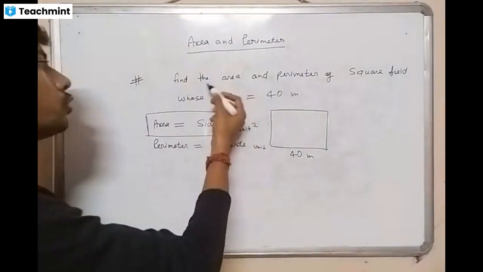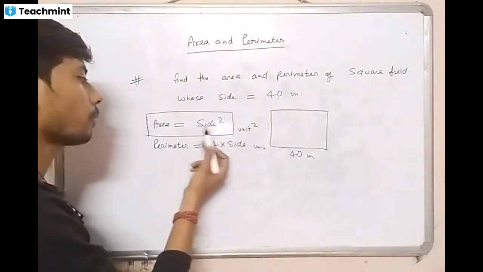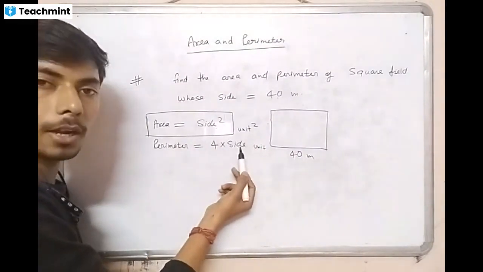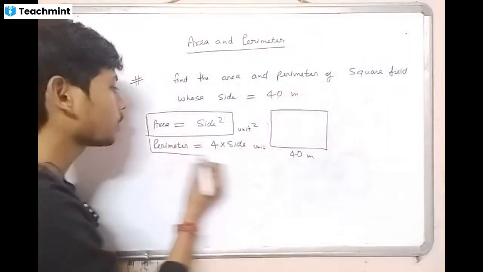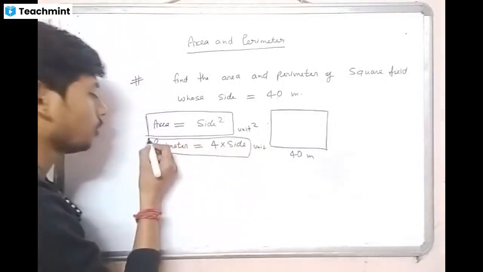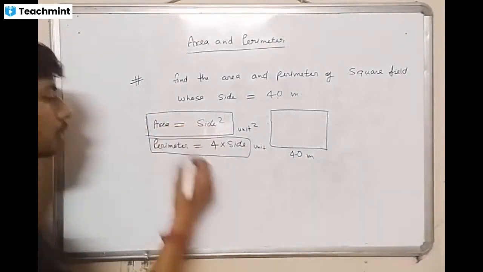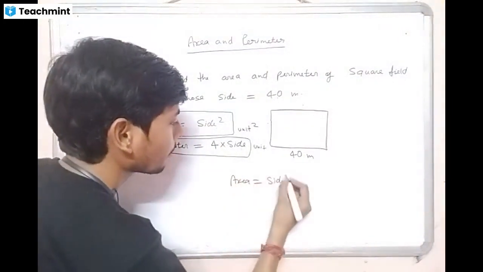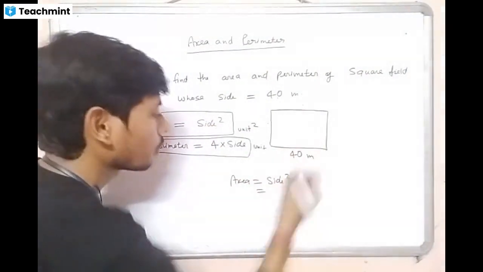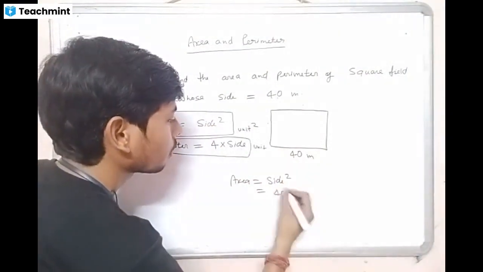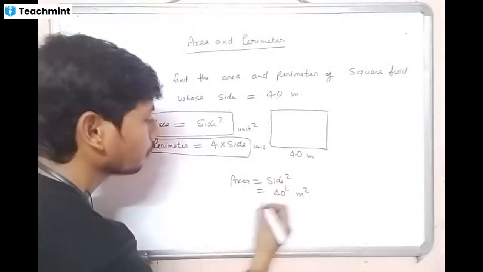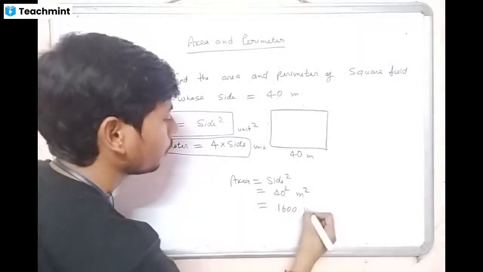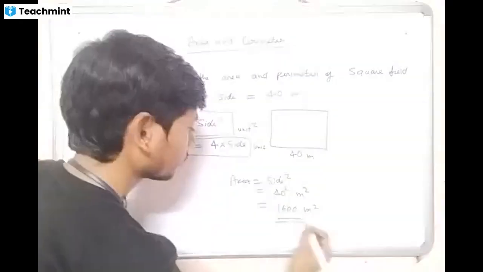Okay. Now in your question, the side is given as 40 meters. You can put the value of the side in this formula, and you will get your area, and the perimeter as well. Now let us find out the area. So area is equal to side square, that is 40 meters, so 40 square, and the unit is meter square. So 1600 meter square is your answer.